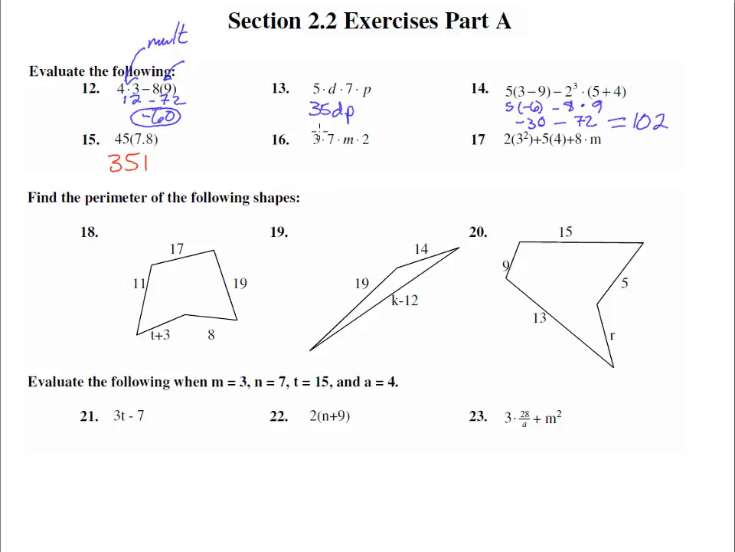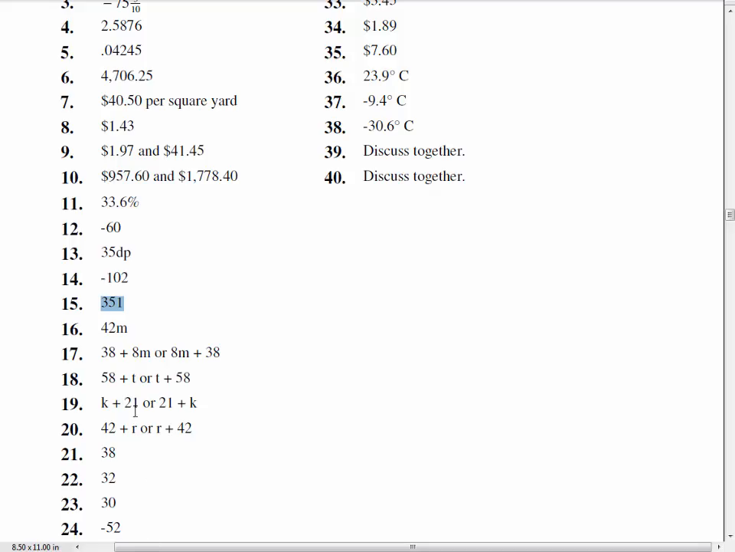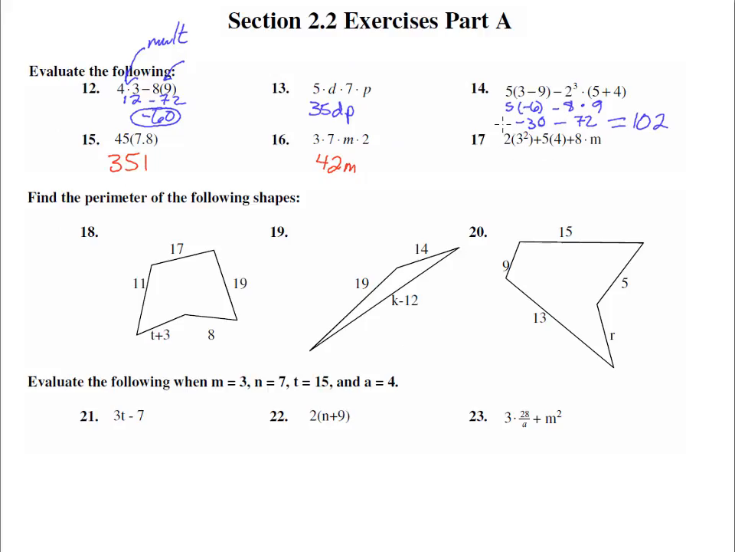Number 16, 3 times 7 times m times 2. I don't know what m is yet, some number that I don't know, but I can do 3 times 7 times 2, which gives us 21 times 2 is 42 times m, and I can just put them right next to each other because there's no confusion there. 42m.